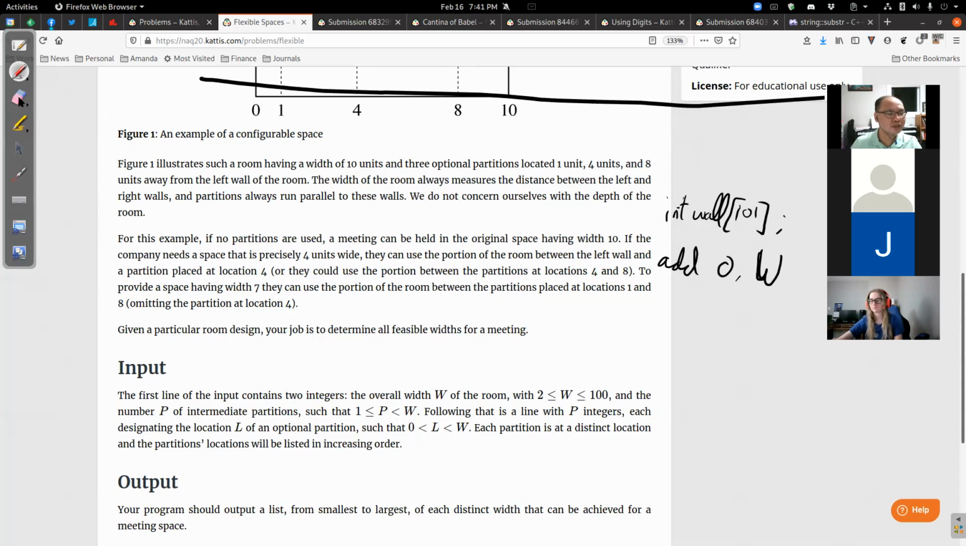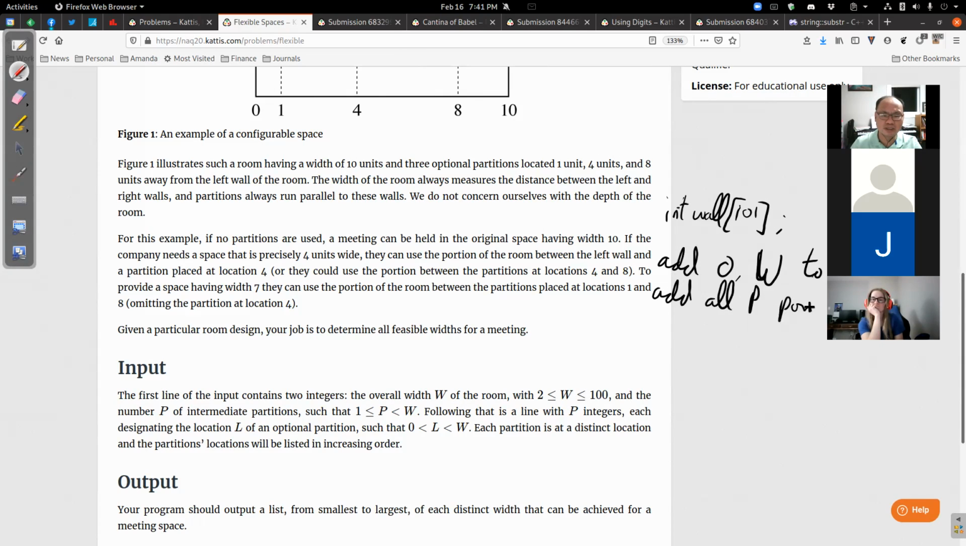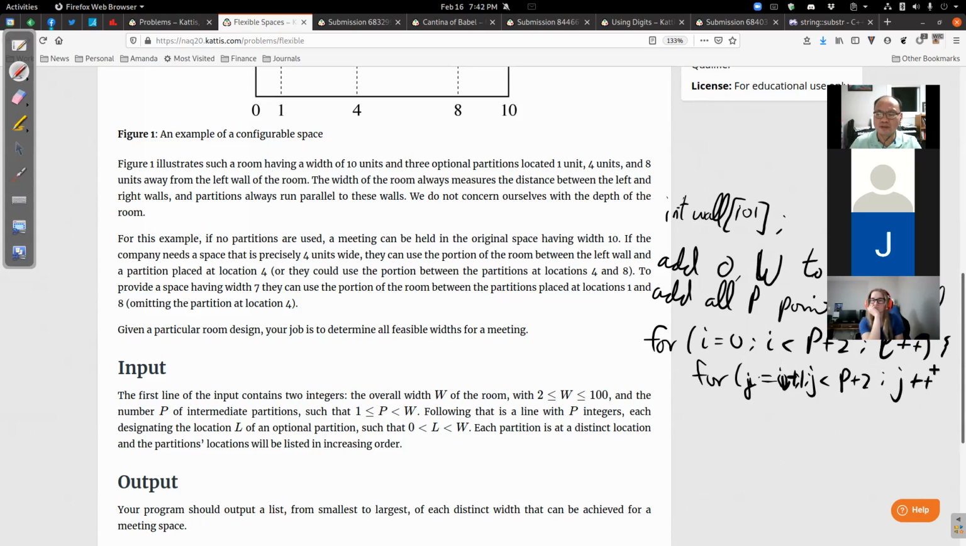Okay, how do I undo? I'm trying to move something out of the way here. Okay, it's better. So I can add the 2 outside walls, and then of course add all the P points that they give you to this array. Then you basically just loop through them: for i from 0, i less than P plus 2, because it's the P points plus what I added. For j equal to 0, j less than i plus 1, so all the pairwise combinations. The difference would just be the absolute value of wall i minus wall j.